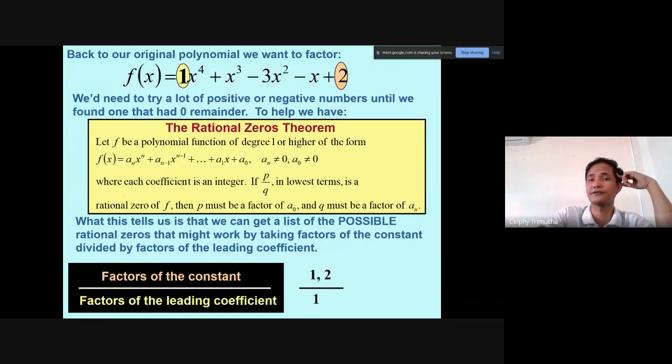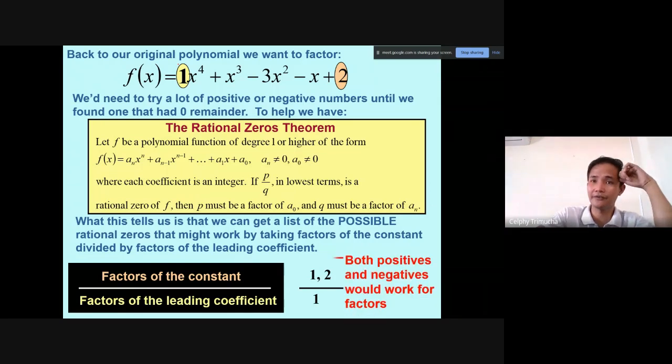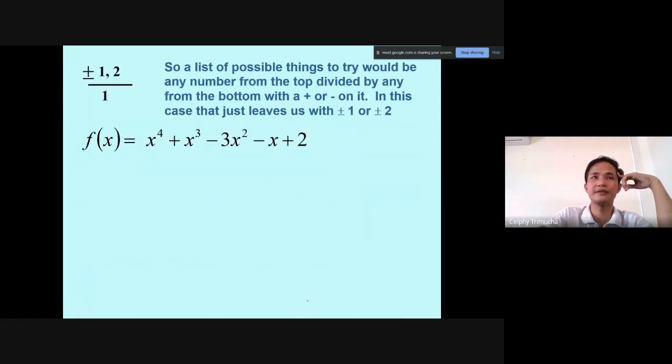So amo lang muna aton nga factor, 1 or 1. So we have divide na lang aton nga sign. Take note nga pwede positive or negative. So we have positive negative 1 or positive negative 1, positive negative 2, ag positive negative 1 sa ating exponent. So the list of possible things to try would be plus minus 1 or plus minus 2. So we have the possibilities ng amo ng root sa ating equation.